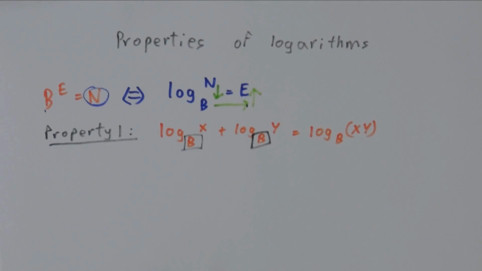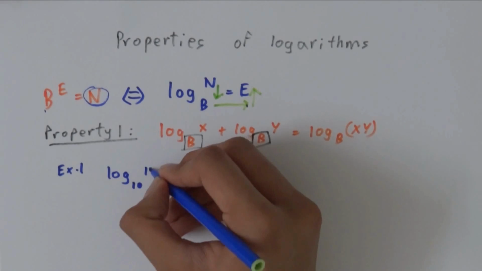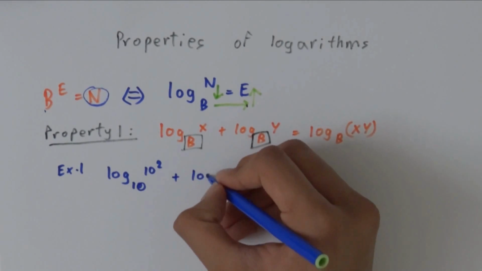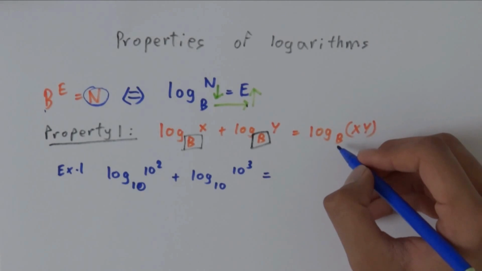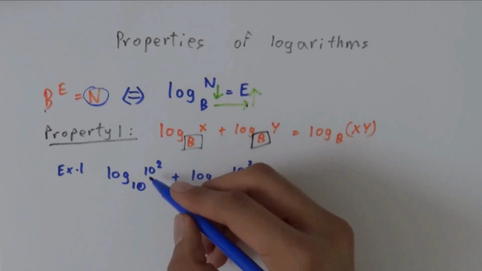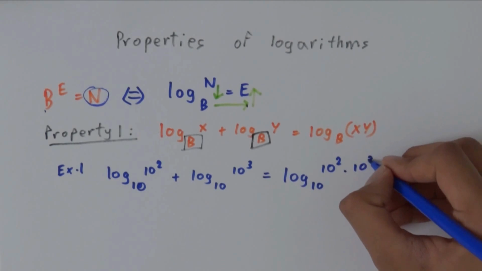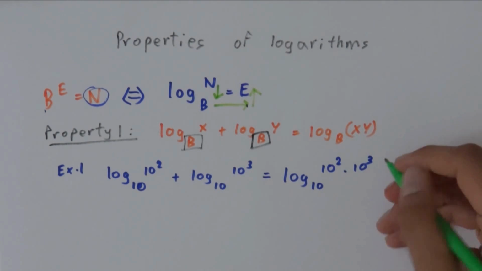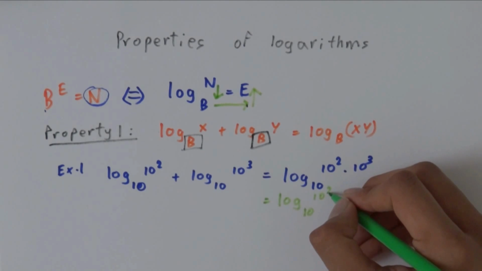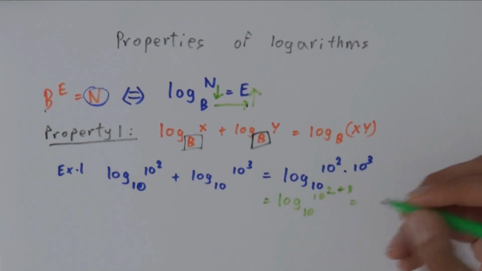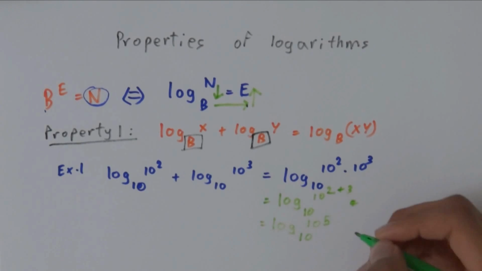So let's try it with an example. Log of base 10 of 10 square, plus log of base 10 of 10 cube, is equal to, using the property, log base b of x into y, so log base 10 of 10 square into 10 cube. And using the properties of exponents, we can write this as log of base 10 of 10 power 2 plus 3, so that's log base 10 of 10 raised to 5.